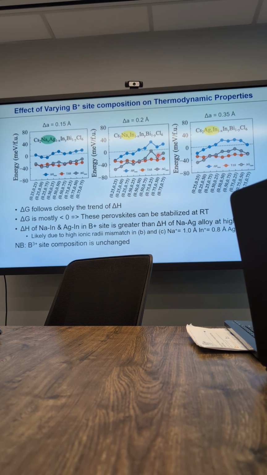Is that radii or lattice parameter? No, it's not. It's ionic radius. Okay. Yeah, it's ionic radius.